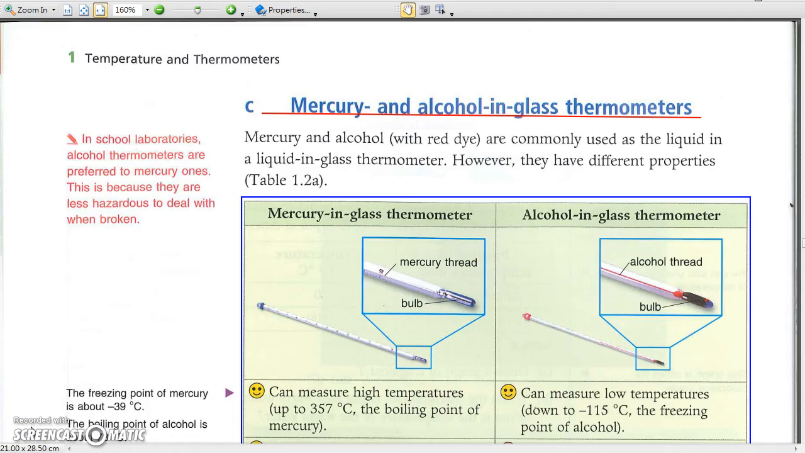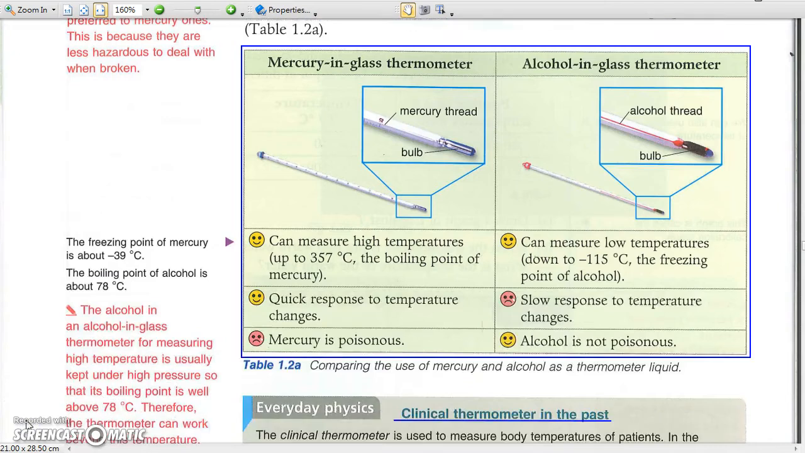C. Mercury and alcohol in glass thermometers. They are common liquid in glass thermometers. Mercury in glass thermometer can measure higher temperature and provides quicker response to temperature change. But mercury is poisonous. We have to be careful not to break a mercury in glass thermometer. On the other hand, alcohol in glass thermometer can measure lower temperature, and alcohol is not poisonous, but it responds more slowly to temperature change.